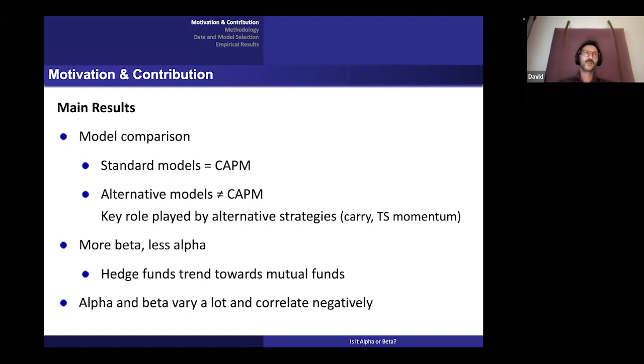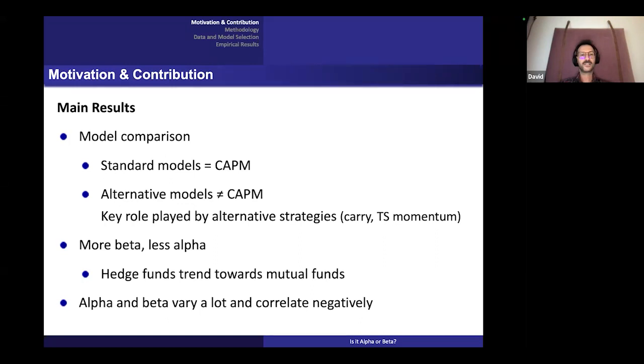What we do as well, we look at the hedge funds' performance over time. So we run a dynamic analysis. And what we observe is that over the recent periods, hedge funds have looked more and more like mutual funds in terms of their performance. So the alpha decreases over time and their exposure to the market has increased since the financial crisis.